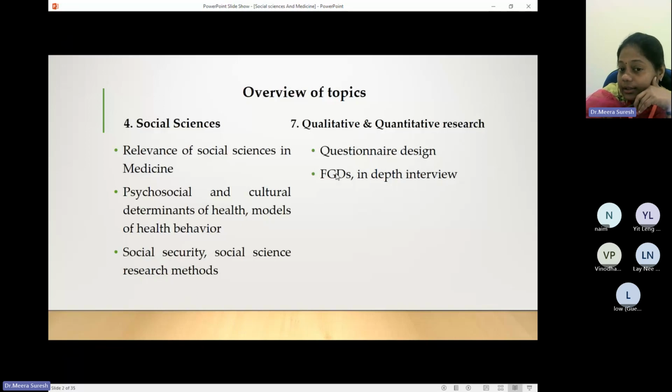And here, they have given importance to questionnaire design, FGD, focus group discussion, and in-depth interview. So this is mainly from the qualitative part. So even in this PPT, I have given importance to the qualitative research methodology only. Quantitative, I have not given much importance.